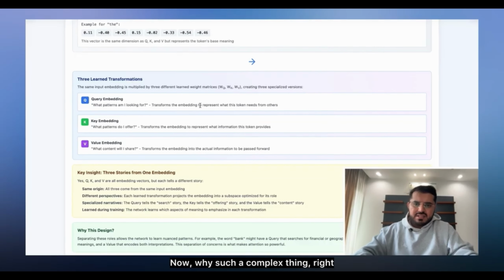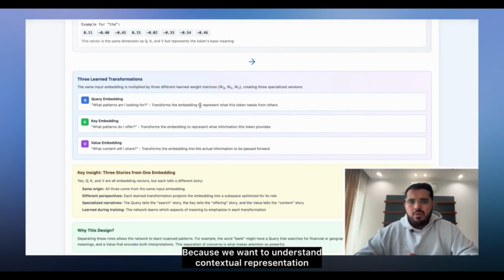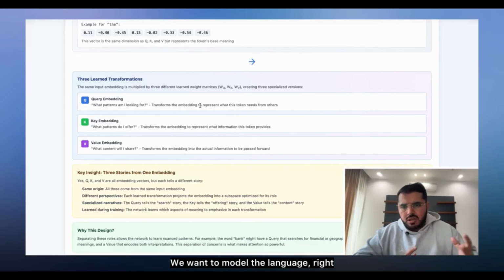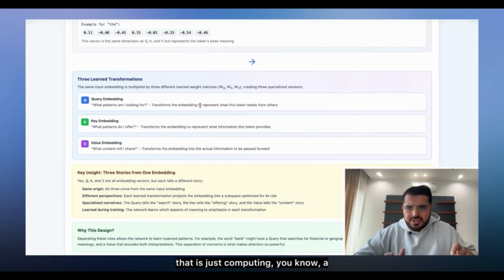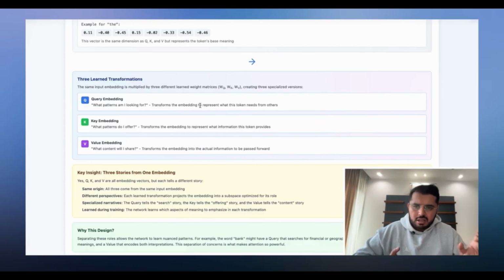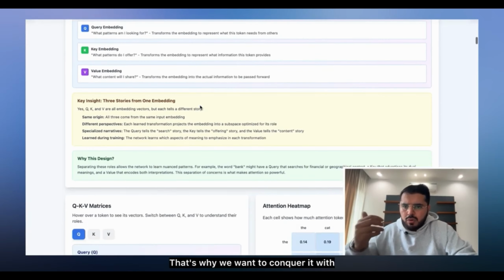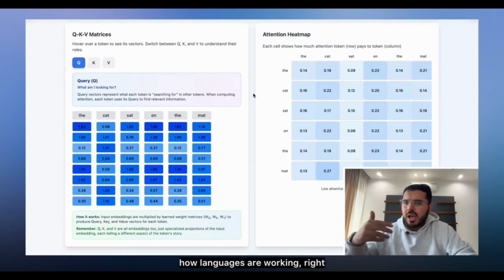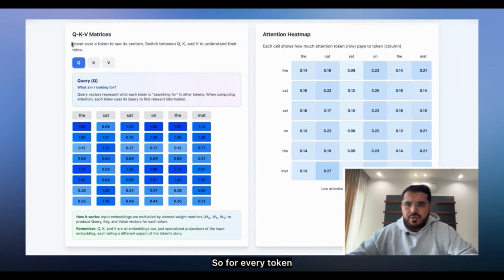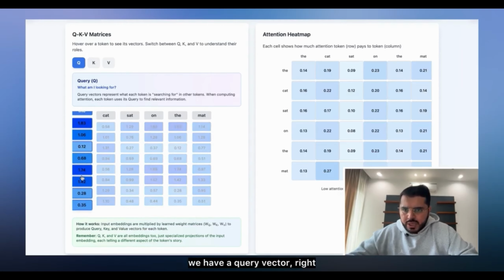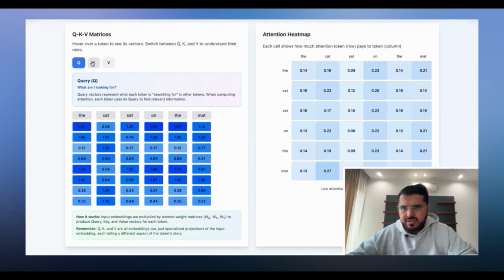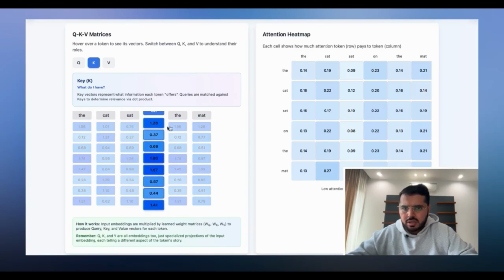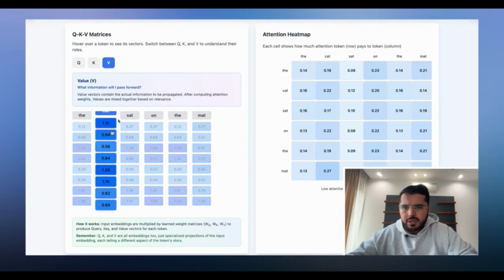Now, why such a complex thing, right? Because we want to understand contextual representation, we want to model the language, right? We don't want a simple formula that is just computing a single metric. That's why we want to conquer it with a different idea of how languages are working, right? So for every token we have a query vector, right? So let's say this is the query vector for "the cat sat on the mat." Similarly, we're going to have a key vector, right? And similarly, we're going to have a value vector, right?